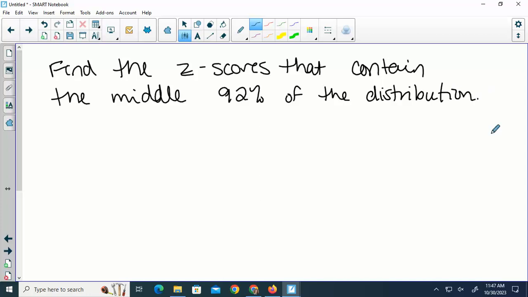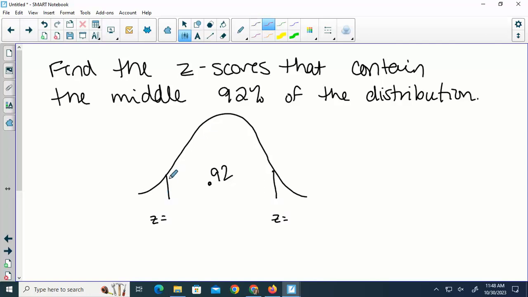Okay, so when I'm asking for the z-scores, I'm asking you to find the z values that contain the middle 92%. So that means there's 2 of them. 92% falls in the middle. You have to tell me what those z's are. Alright, if 92% is in the middle, how much do we have left over for these ends? Right, there's 8% left, you have to split it up over 2 ends, so each of them gets 4%.